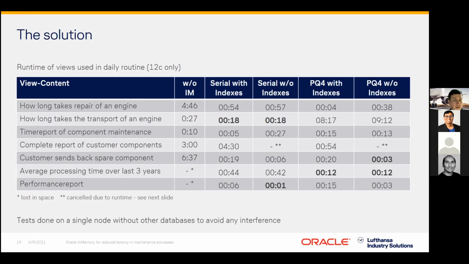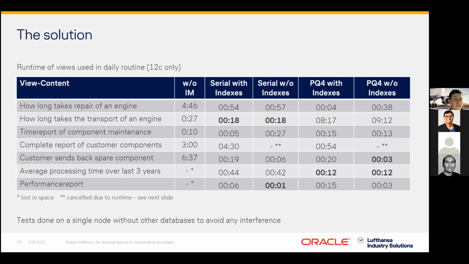In the next step, we set all the indexes to invisible so that the optimizer wouldn't use them. To keep the prerequisites as equal as possible, we bounced the database after every test case. So most of the results were similar to the first, sometimes better, sometimes worse. Only the one view whose runtime grew within memory now didn't even come to an end. After some research, we found the reason. I'll come to this with the next slide.